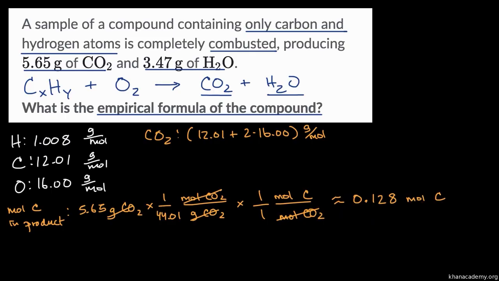And now let's do the same for hydrogen. So let's think about moles of hydrogen in the product, and it's going to be the same exercise. And if you're so inspired and you didn't calculate it in the beginning, I encourage you to try to do this part on your own. All right. So all of the hydrogen is in the water. And we know that we have in our product 3.47 grams of H2O. And now let's think about how many moles of H2O that is.